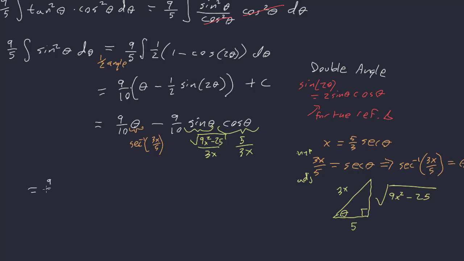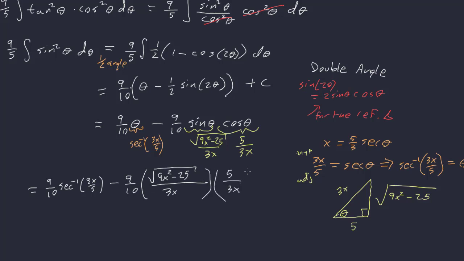Right, we'll get 9/10 times secant inverse of 3x over 5, minus 9/10 times, this will be the square root of 9x squared minus 25 over 3x times 5 over 3x. Okay, well, notice that the 3x's come together to give us a 9x on the denominator, so the 3's will cancel with this 9 when they come together, and sorry, that will be x squared.